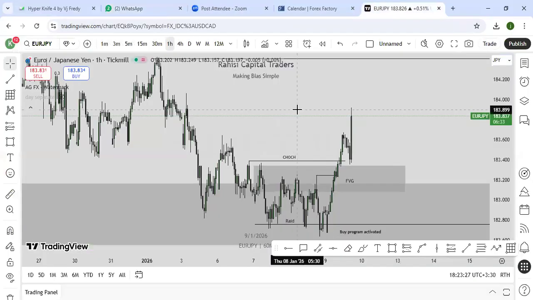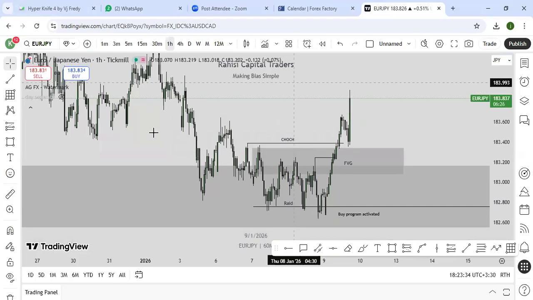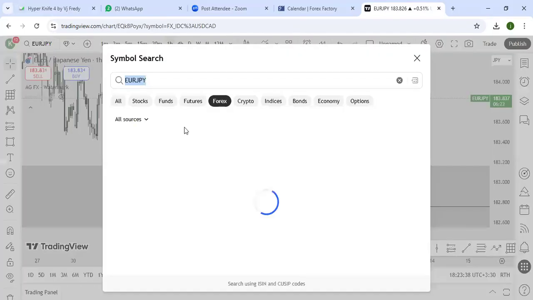So this is Euro JPY. I'm just doing JPY to show you how those setups form. The other pair, I'm going to show you GBP JPY.